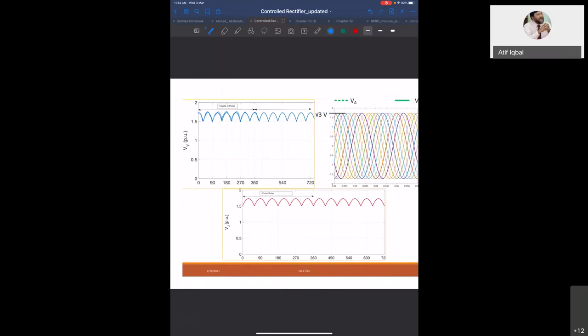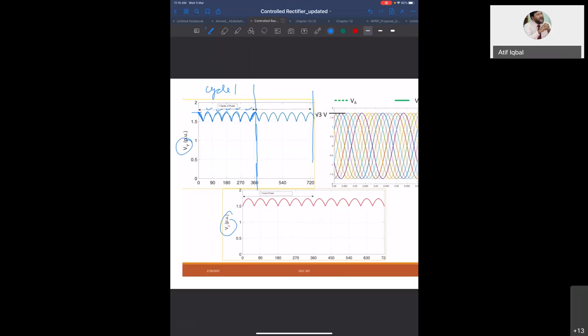Which is the line voltage, having 6 pulses. You see, this is my cycle 1 and this is cycle 2. So you have 1, 2, 3, 4, 5 and half here and half here. So it is six. Six pulses are here. Now, this is a star output.